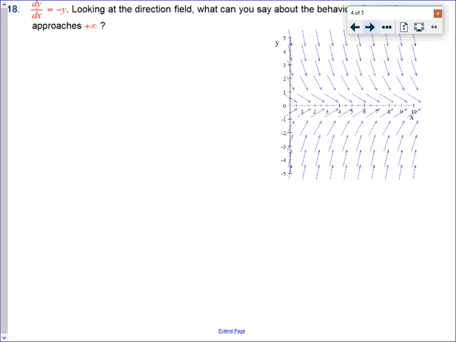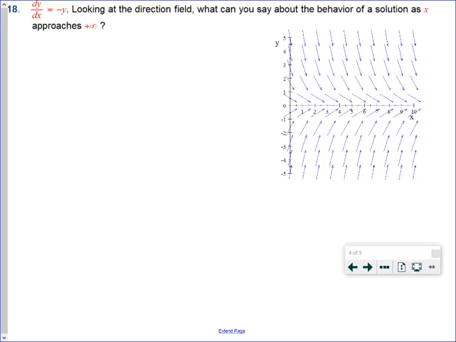Here's another one. Since my computer will draw pretty good pictures, one of the things I might do on a test is give you some direction fields that I've drawn and ask you to interpret them a little bit. And this is what number 18 does. dy dx equals minus y. Okay, and looking at the direction field, so there it is. What can you say about the behavior of a solution as x approaches infinity? Now these little marks are tangent lines or tangent segments to honest to goodness solutions. So there is some solution at that particular spot, and that's its tangent.